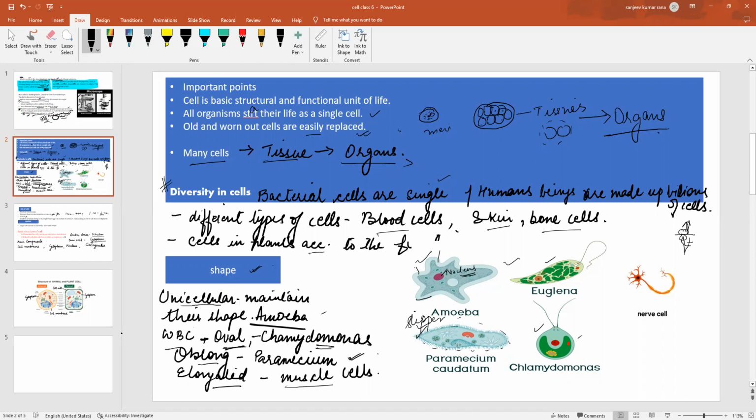Then elongated are muscle cells. इस तरह से हमारे muscle cells इस तरह से elongated होते हैं. They might be called spindle shape also.